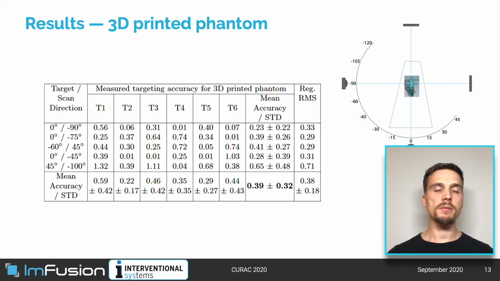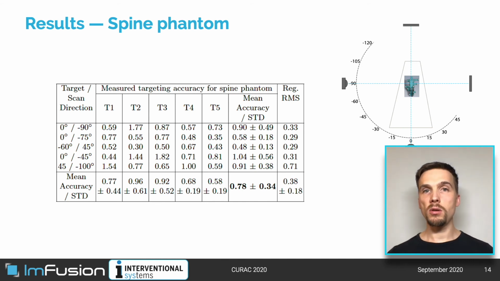And in this table, you can see the results for the 3D printed phantom. We tried different view angle combinations. 0 and -90 degrees corresponds to the standard AP lateral shot, but we also tried others in order to investigate the influence of that. And what you can see is that for all targets, on average, over the different viewing, and also for each viewing constellation on average over the individual targets, we achieve sub-millimeter accuracy. The results for the spine phantom look very similar, except for some outliers, but still on average we achieve sub-millimeter accuracy.